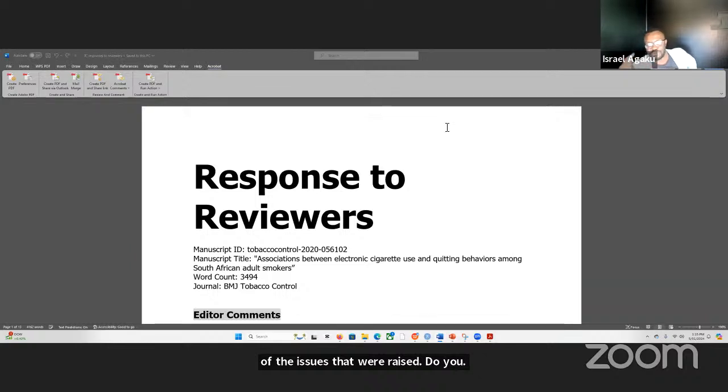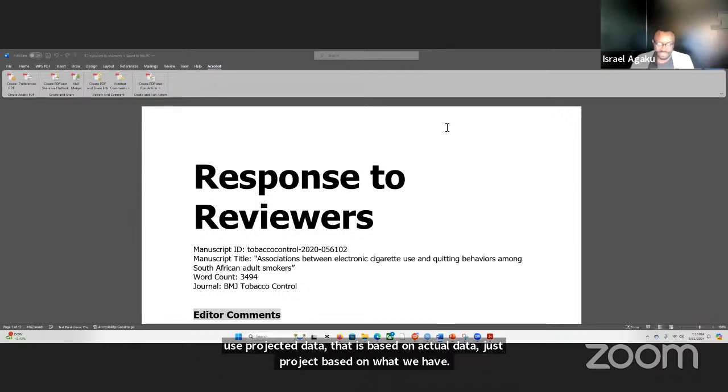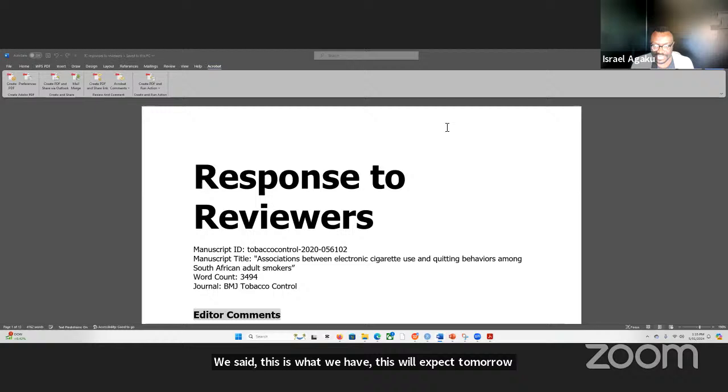You can use projected data. Projected data is based on actual data, just projected based on what we have. We say, based on what we have, this is what we expect tomorrow. So if you have projected data, you can use that as well. If you have actual data, even better.